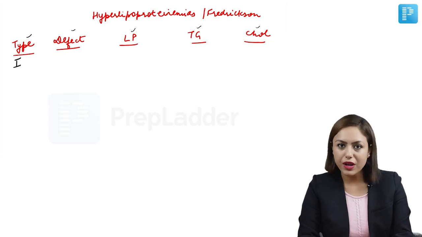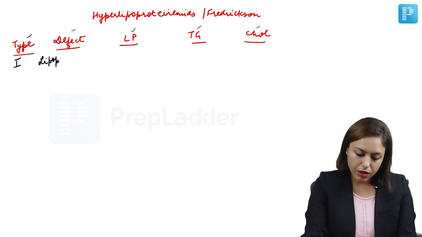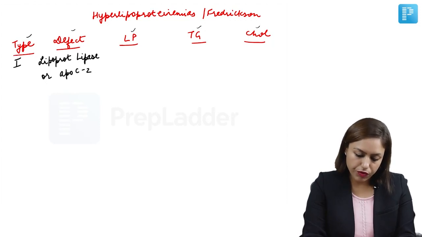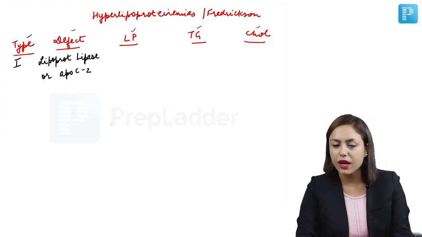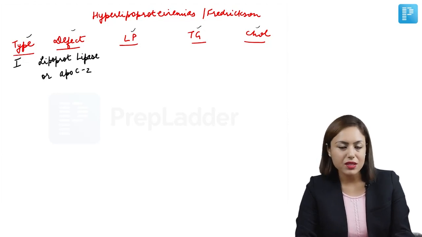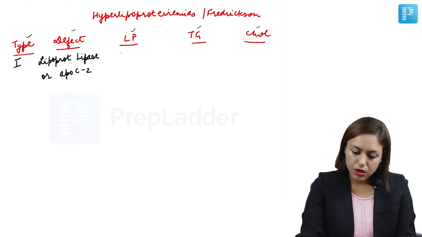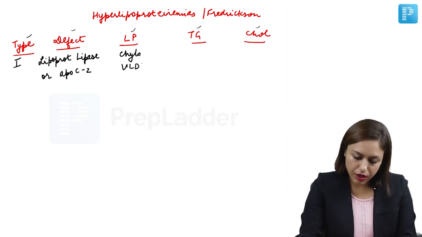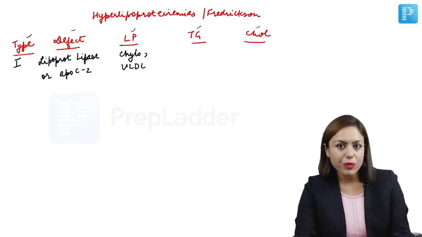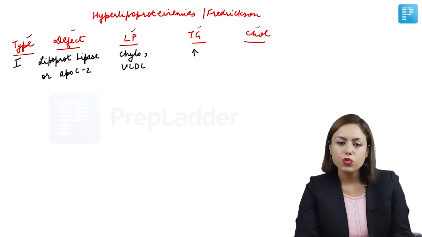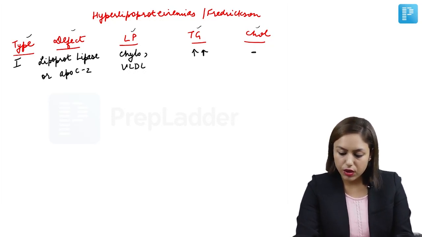In type 1, the defect is in the lipoprotein lipase enzyme, or ApoC2 defect, because ApoC2 is the main activator of this enzyme. So there's a defect in this enzyme. This enzyme converts chylomicron and VLDL to their respective remnants. So when this enzyme will not work, then chylomicrons and VLDL will increase. Okay, so which lipid will increase? Because chylomicron and VLDL are increased, they have triglyceride. So triglyceride is increased and cholesterol is normal.